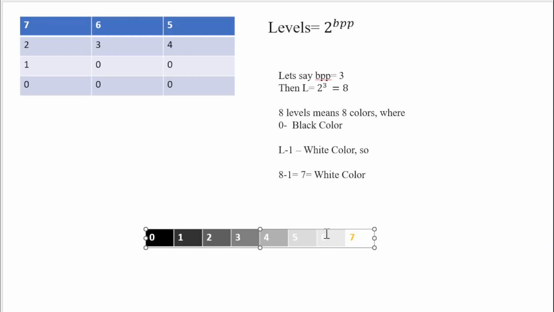And if the BPP becomes 1, the levels become 2, so there will be only two numbers, which are 0 and 1. 0 for black color, 1 for white color, and then the image will become a black and white image. So when the BPP is more than 1, any image becomes a grayscale image. This is also a point to be noted here.